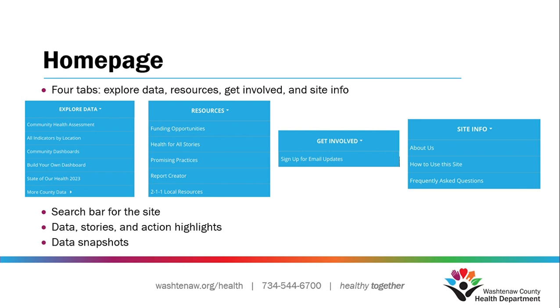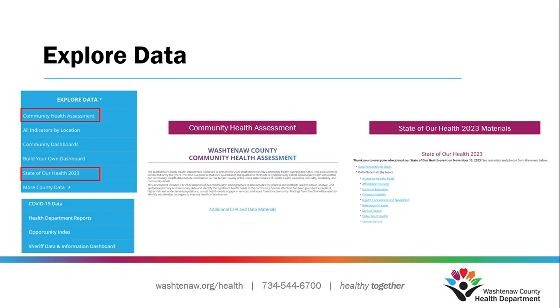Looking at the Explore Data tab first, I previously highlighted the Community Health Assessment page, which is the first selection under this tab, and we will return to the few pages below these in a bit, but I also wanted to highlight the State of Our Health 2023 page, which is the 5th linked page on this tab. This page contains all of the information from our State of Our Health event that was held this past fall, including the data slides that were presented and additional data from our CHA process related to the top 9 health areas that were associated with that process. So if you're seeking any additional data related to these 9 areas, this is a great place to look for that as well.